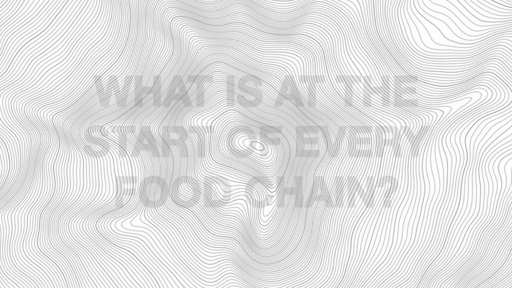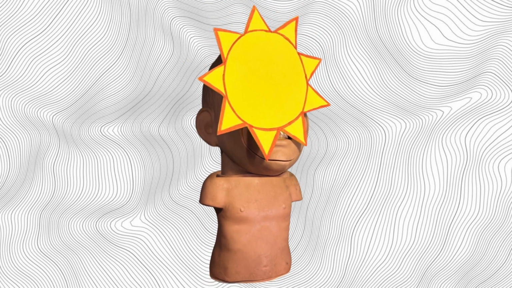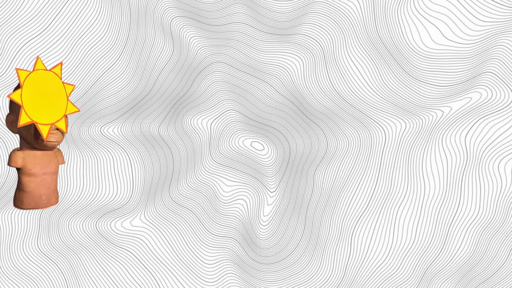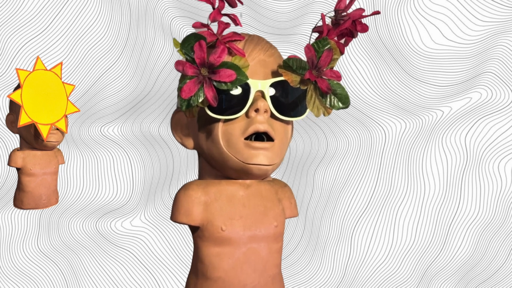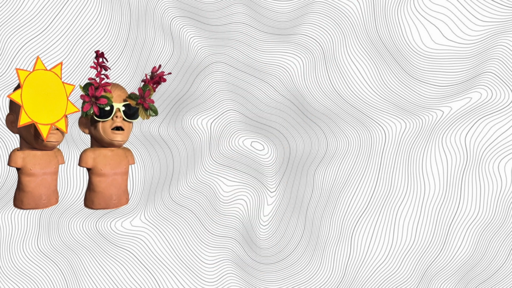Begin by asking the students what is at the start of every food chain. If any of them say the sun, have that student stand up and give them, you guessed it, the sun prop. Now ask your students what makes its own food from the sun. Give the student that says plants, or the one you select, the plant glasses and have them join the sun in the front of the class.